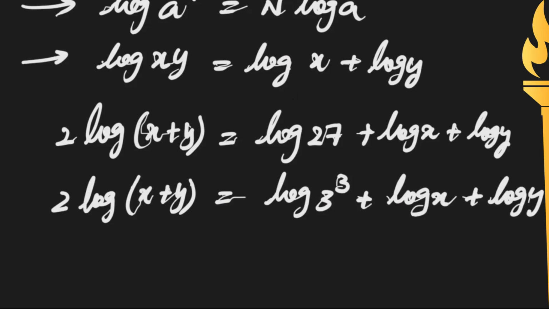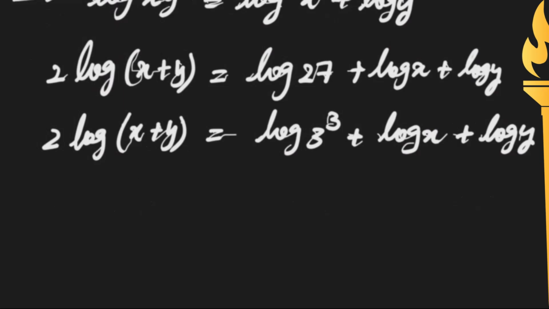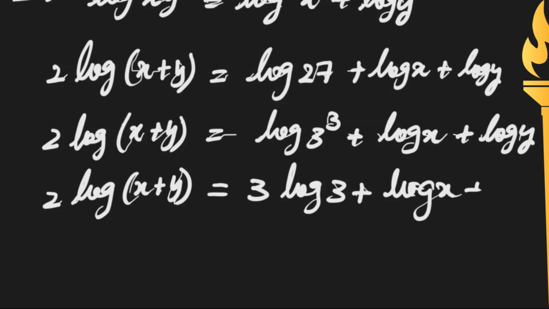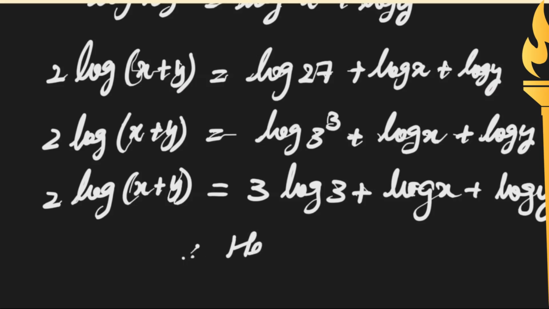And again we use the same formula, log a to the power of n is equal to n log a. So we would get 2 log of x plus y is equal to 3 log 3 plus log x plus log y. Hence proved.